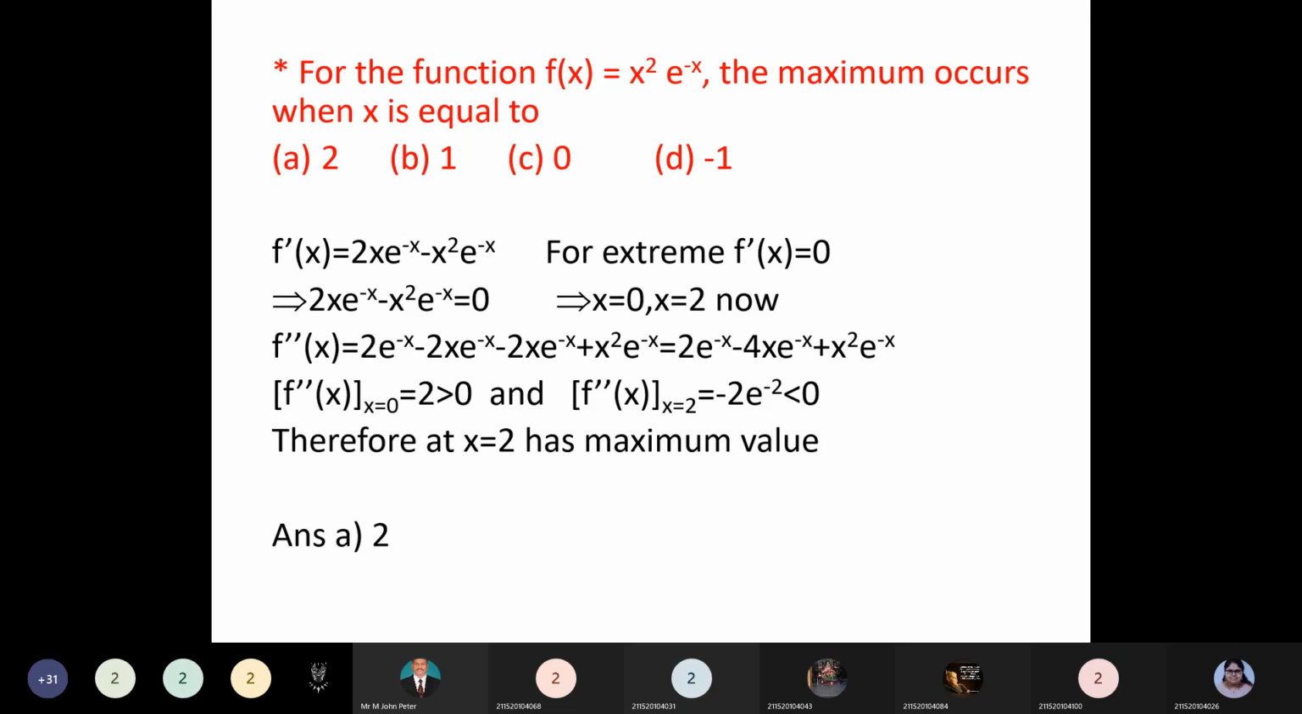So if the second derivative is a negative value at that point, it takes a maximum value. So the first point, x equal to 0, is the minimum point. The second, x equal to 2, is the maximum point, because f double dash of x at that point takes a negative value. They are asking for the point only. So hence at x equal to 2, it takes the maximum value.